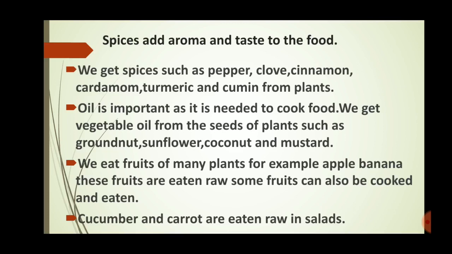We eat fruits of many plants, for example, apple, banana. These fruits are eaten raw. Some fruits can also be cooked and eaten. Children, fruits are another product of plants. We eat fruits of many plants like apple, banana, pineapple, guava, papaya, etc. We can eat some fruits without cooking, meaning these fruits are eaten raw, and some fruits can also be cooked and eaten.